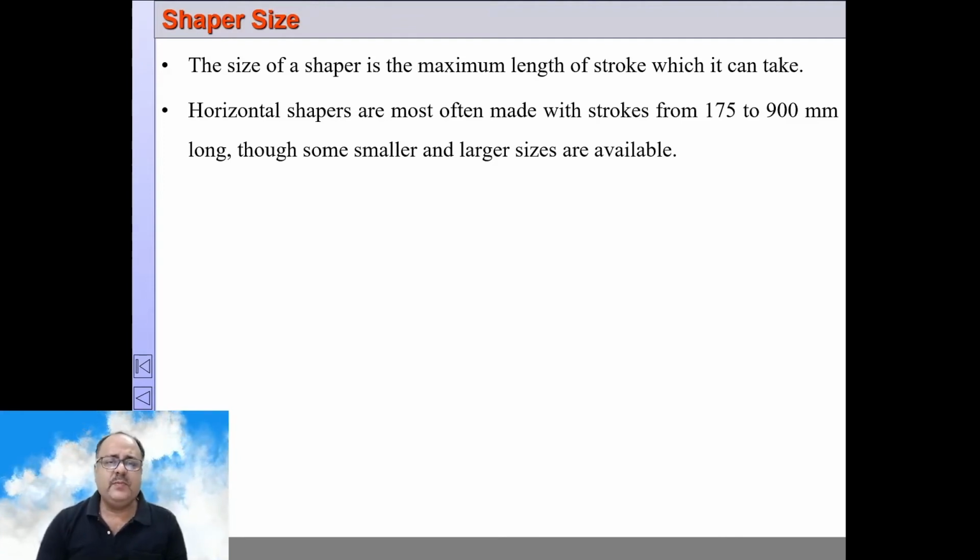So this is the minimum criteria that is required to specify a shaper, apart from which you have to specify the power of the motor, the ranges of speed and feed that are available, and the ratio of the cutting stroke time to the return stroke time, and the velocity of the cutting stroke and the velocity of the return stroke. The ratio is also very important.